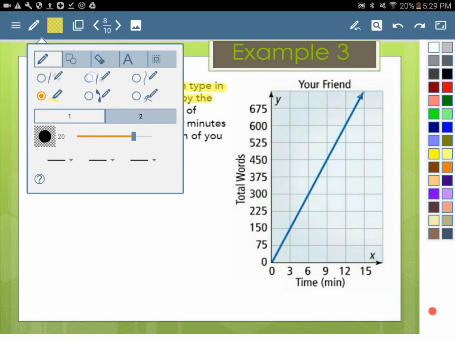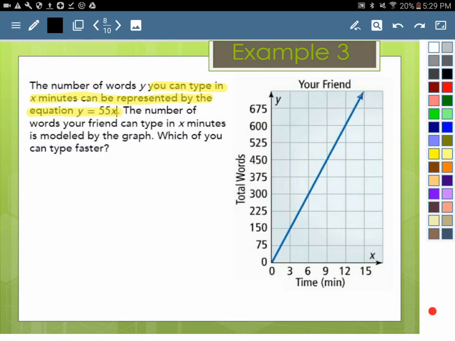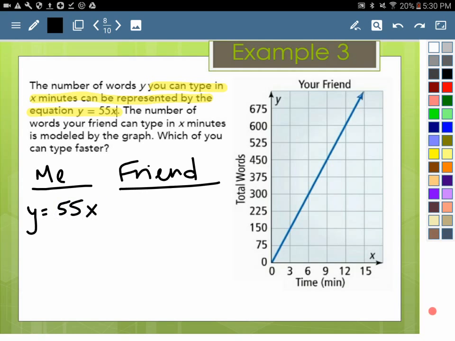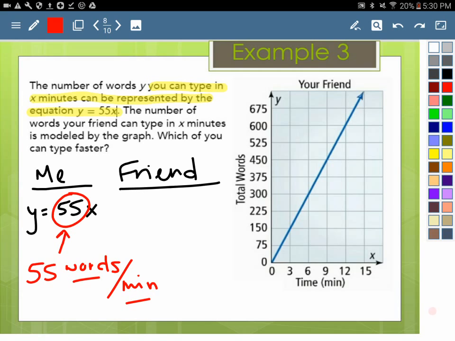So I'm going to make two different columns here, one representing me, one representing my friend. They already gave me the equation for me, y equals 55x. Now, my multiplier is 55. That's my rate. If I think about what the situation means when we talk about words being typed, this 55 means that I can type 55 words per minute. That's what that multiplier indicates. It's always going to be a something per something. That's what that multiplier is for.